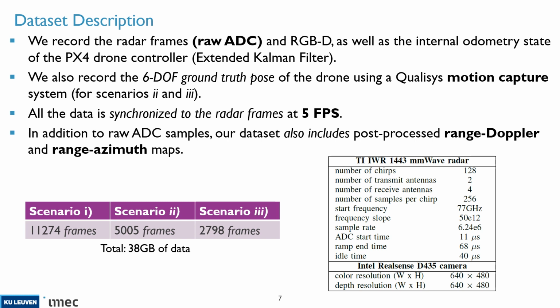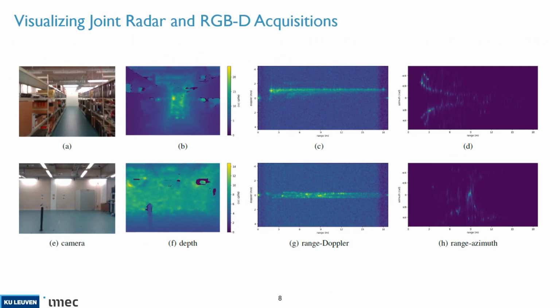Finally, we also include already processed range Doppler and range azimuth maps in our dataset, obtained from the raw ADC data, using Capon and beamforming in the case of the range azimuth maps. The radar and camera parameters are given in the table shown in this slide. Doing so, a total of 38 GB of data is therefore released to help future research. For illustration purposes, this slide shows a few examples of jointly acquired radar and RGBD data captured on our drone.